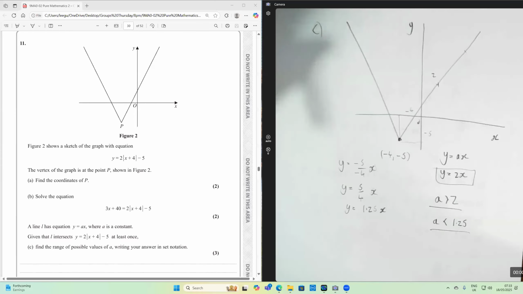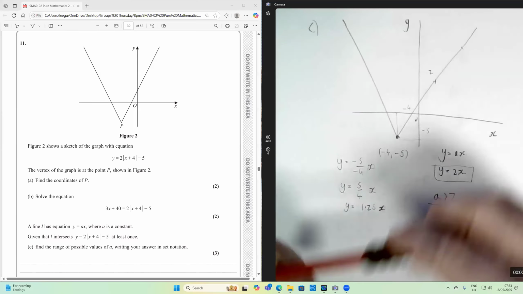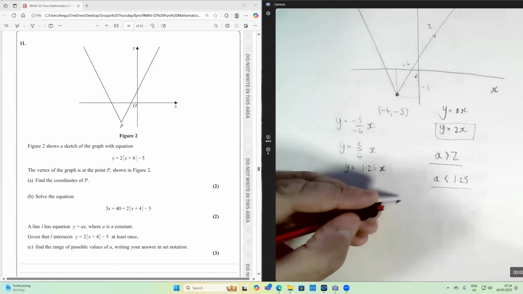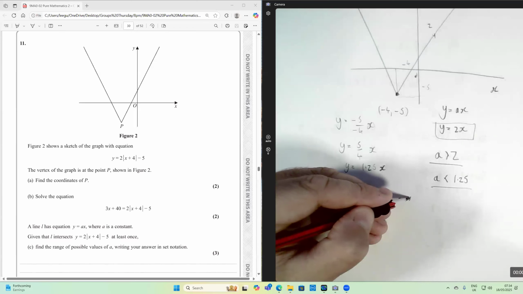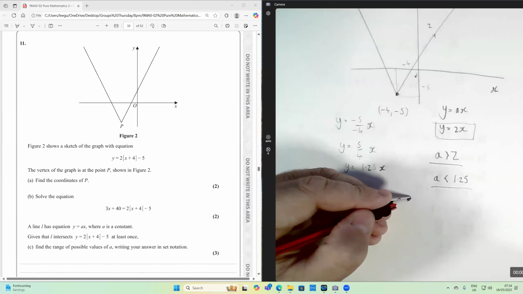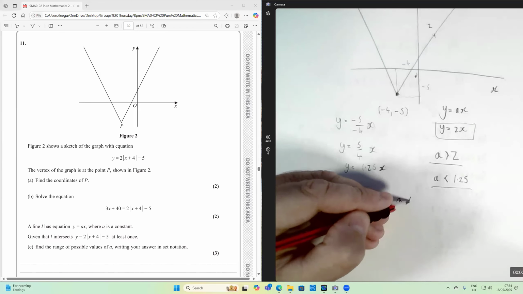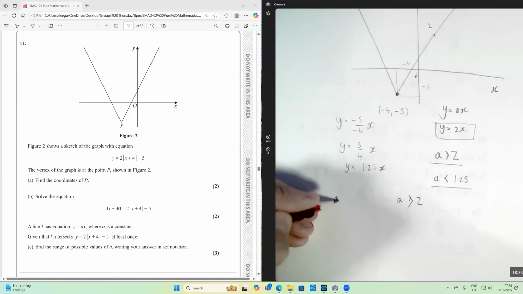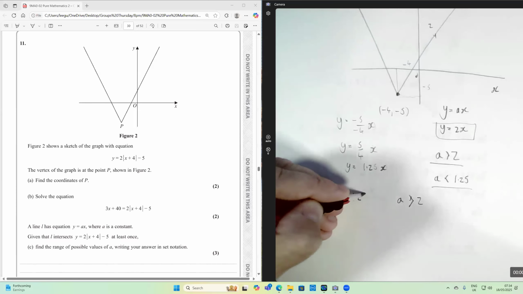But the question's asking us, what's the range of values where there is at least one intersection? So it's when a is greater than 2, okay, and it's when a is less than 1.25. So let's write that down. a has to be greater than 2, or a has to be less than 1.25.